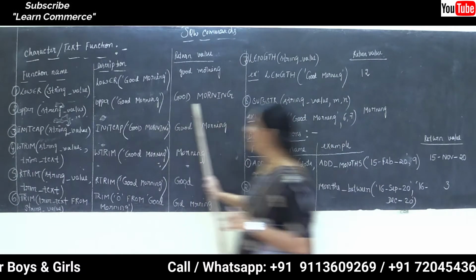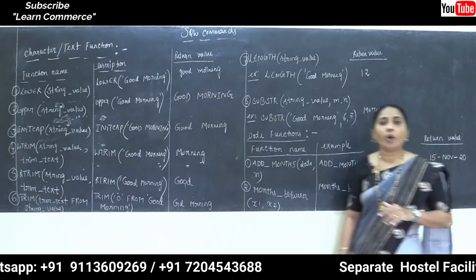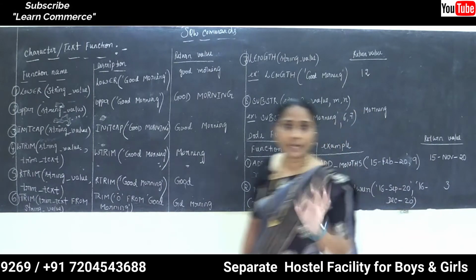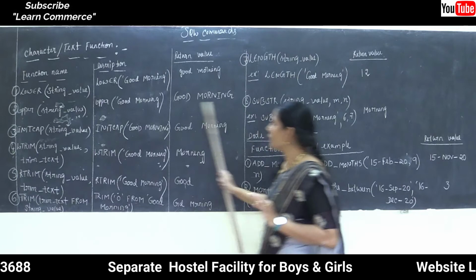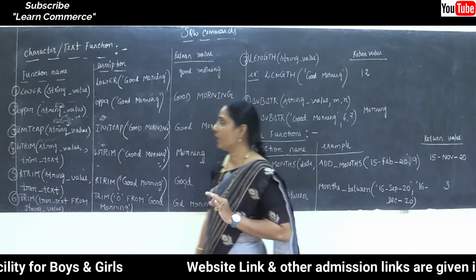In that case, how do we get the return value? The return value is going to be returned on the basis of the uppercase function. So everything is going to be returned in uppercase. So this is the function called UPPER(string_value).